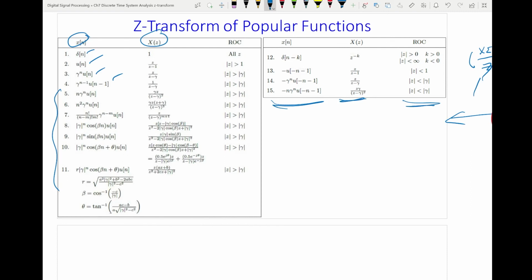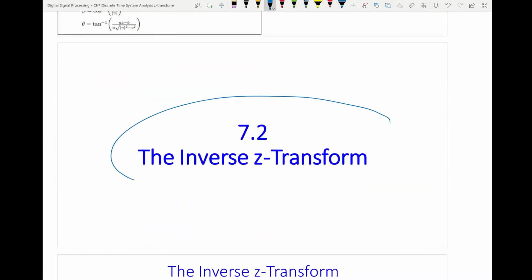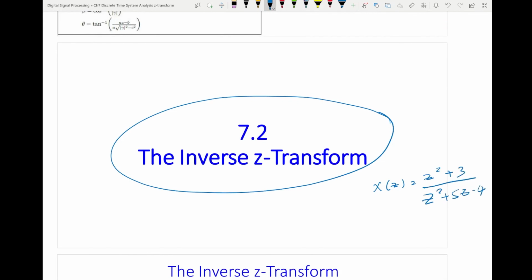This ends this video, and in the next video we will talk about the inverse Z transform. That means now if I have X of z and it looks like this, how can I find the inverse Z transform to find x of n? Thank you for watching and see you next video.